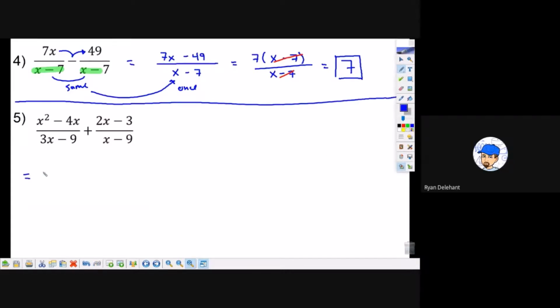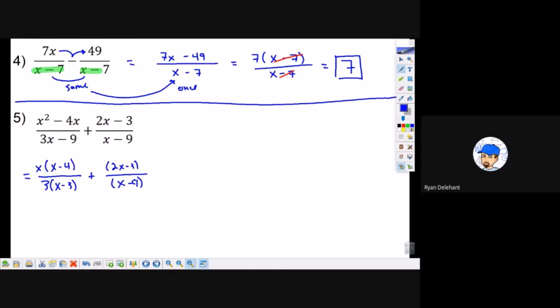So the top has an x in common, which is going to leave me x minus 4. The bottom has a 3 in common. 2x minus 3 doesn't have anything in common, so it's just 2x minus 3 in there. And then x minus 9 has nothing.